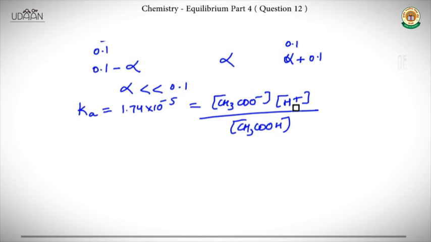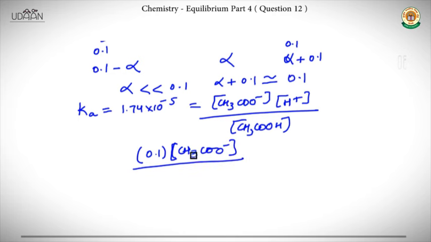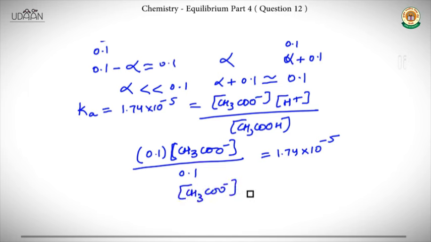Here, the concentration of H plus I can write approximately as 0.1, because alpha is much less than 0.1. So alpha plus 0.1 is approximately 0.1, into the concentration of CH3COO minus ions upon 0.1. Why? Because again, alpha is very small compared to 0.1. So we say that 0.1 minus alpha is approximately equal to 0.1. It's just time saving. And this is 1.74 into 10 raised to the power minus 5. So I will get the concentration of CH3COO minus as 1.74 into 10 raised to the power minus 5.